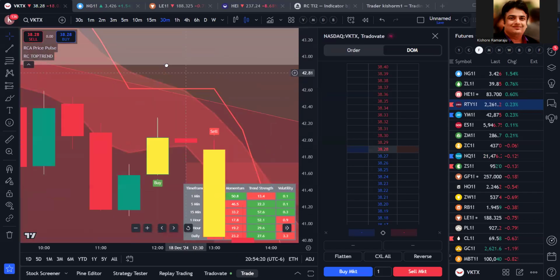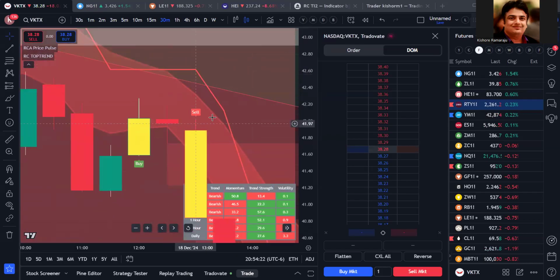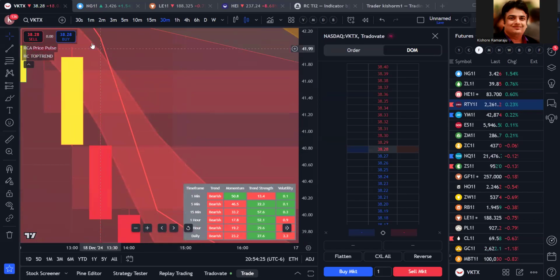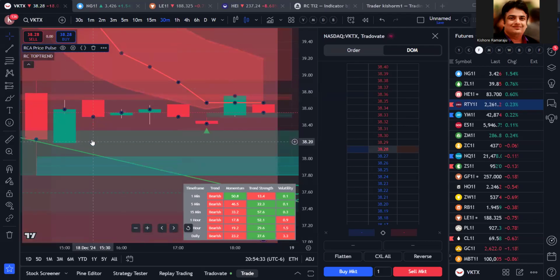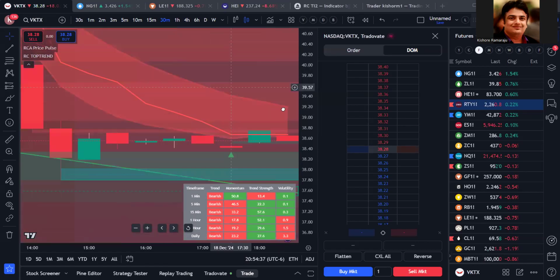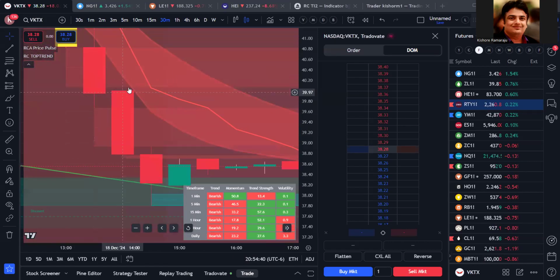We got a sell signal when it was around $41 or $42. Cloud was red, price pulse was red, trend was red, momentum was red. We got it, and it dropped all the way to $38. We booked the profits somewhere around 39, but it dropped further.